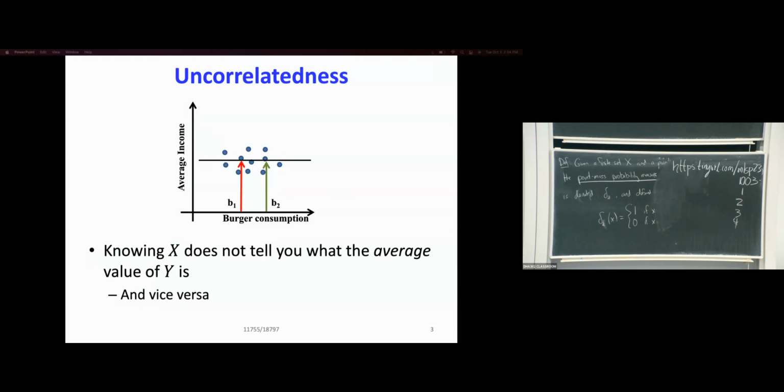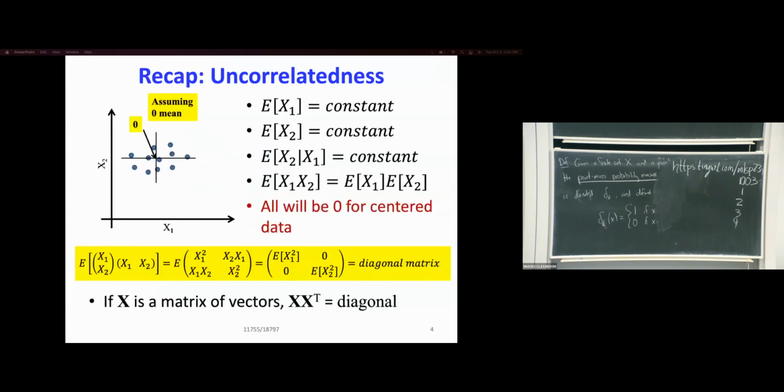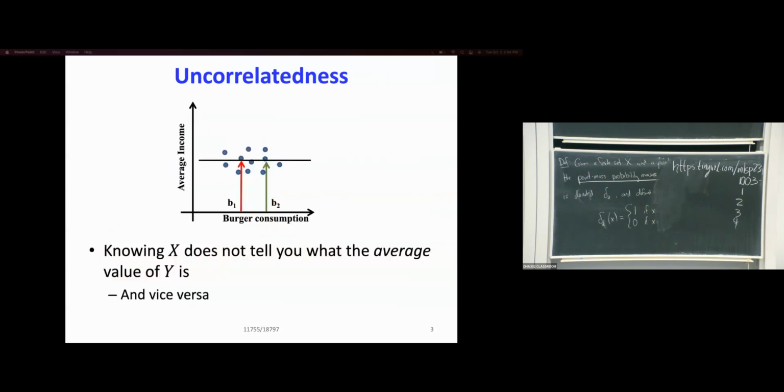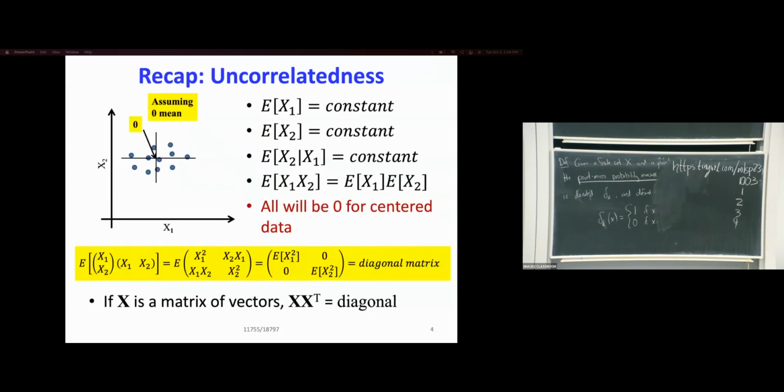Uncorrelation is when it's just a flat line. Knowing about one variable will tell you nothing about the other variable. So the more burgers you consume, it doesn't reflect anything about your average income. If you disagree, you can speak up.